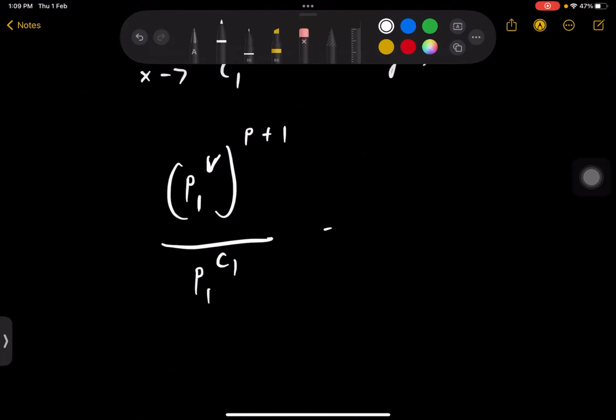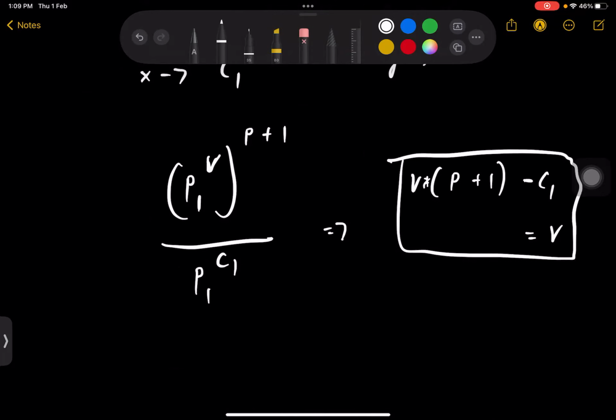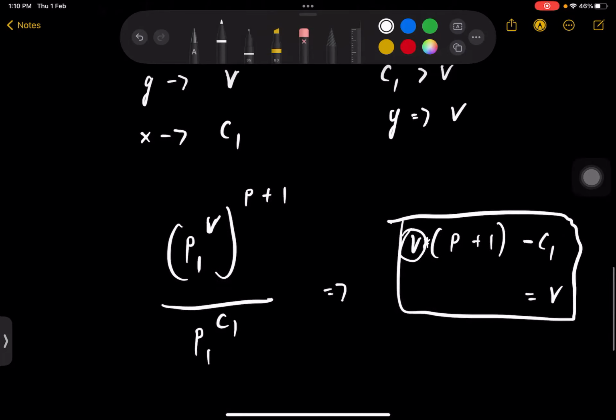So now when we simplify it, it means V into P plus 1 minus C1 should be equal to V. Then only we can say this particular V is a possible GCD. So we can count how many such values exist in the range 1 to C1 minus 1. We need to find how many values of V exist from 1 to C1 minus 1 such that V into P plus 1 minus C1 equals V.